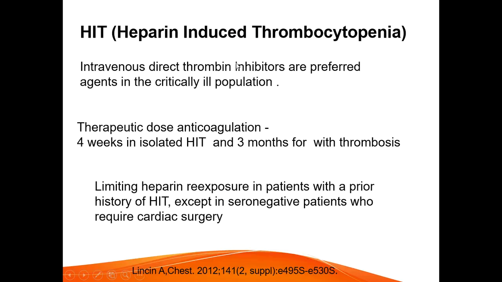And the treatment is intravenous direct thrombin inhibitors. Bivalirudin is available these days. And how long do you give anticoagulation? If there is no evidence of thrombosis, for 4 weeks, that is 1 month. If there is evidence of thrombosis, for 3 months.